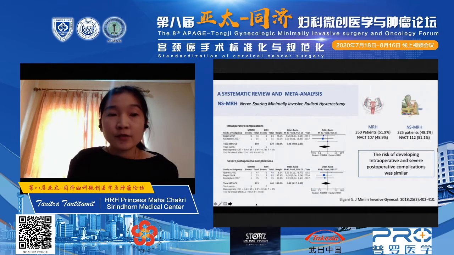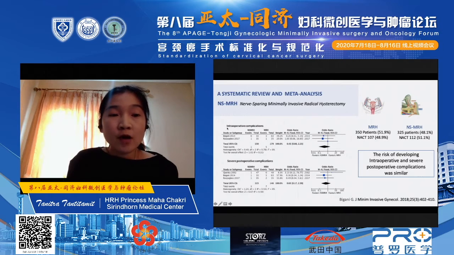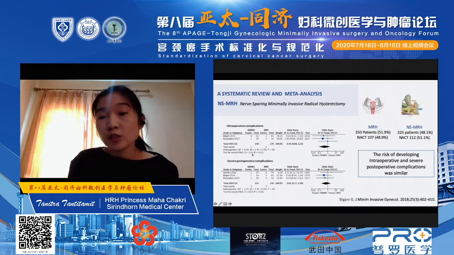Another systematic review and meta-analysis focused on nerve-sparing minimally invasive radical hysterectomy compared with non-nerve-sparing minimally invasive radical hysterectomy, where each arm consists of 350 patients. Almost half of the patients in each group received neoadjuvant chemotherapy. The outcomes of intraoperative complications and severe post-operative complications were similar between the two groups.